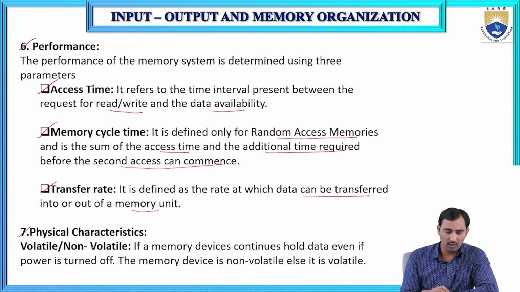And physical characteristics are volatile or non-volatile. Volatile means if the power fails, then the data stored in the memory gets erased. So that is volatile. And non-volatile means even if the power fails, the data stored in the memory will not be lost. Such types of memories are called non-volatile memories.